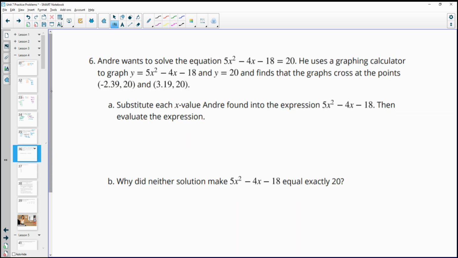Number 6, Andre wants to solve the equation 5x squared minus 4x minus 18 equals 20. He uses a graphing calculator to graph y equals 5x squared minus 4x minus 18 and y equals 20, and finds that the graphs cross at these points. Substitute each x value Andre found into the expression, then evaluate the expression.